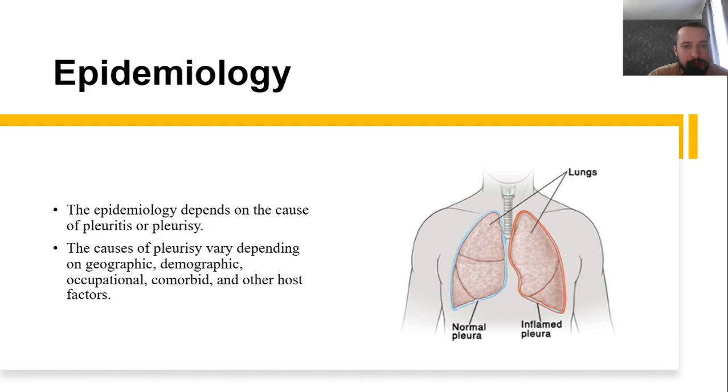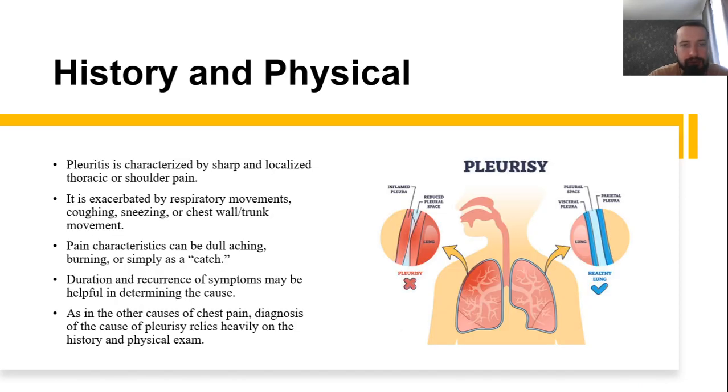The epidemiology depends on the cause of pleuritis or pleurisy. The causes of pleurisy vary depending on geographic, demographic, occupational, comorbid, and other host factors. Pleuritis is characterized by sharp and localized thoracic or shoulder pain. It is exacerbated by respiratory movements, coughing, sneezing, or chest wall trunk movement. Pain characteristics can be stabbing, burning, or simply a catch. Duration and recurrence of symptoms may be helpful in determining the cause.